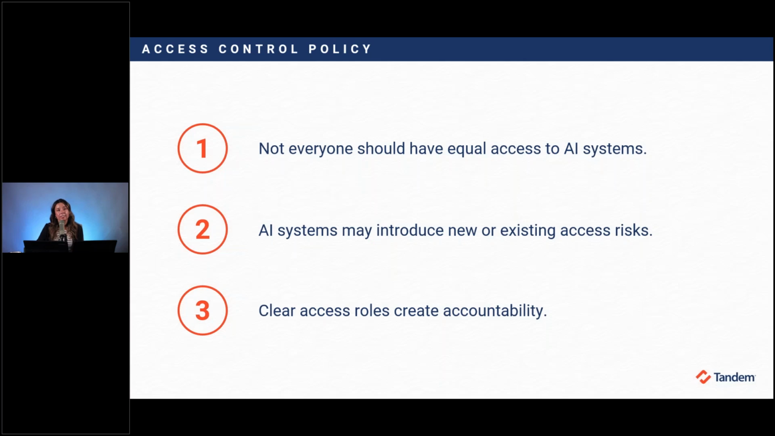Okay, and finally, clear access roles strengthen accountability. If something goes wrong, you'll need to know who had access, what they were allowed to do, and whether their access was properly reviewed. By aligning your AI policy with your access control policy, you're putting guardrails in place to make sure that AI use is thoughtful, traceable, and secure.